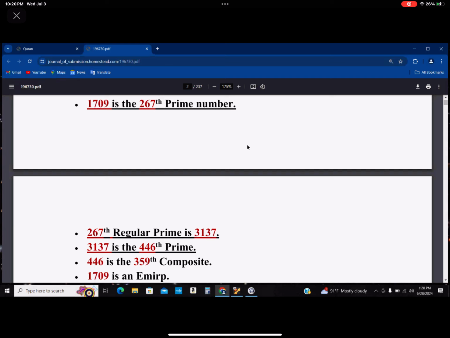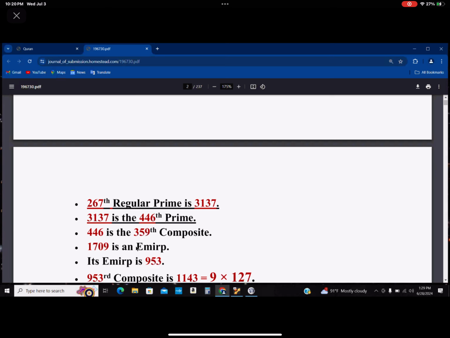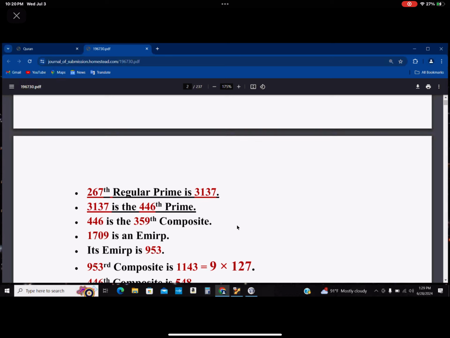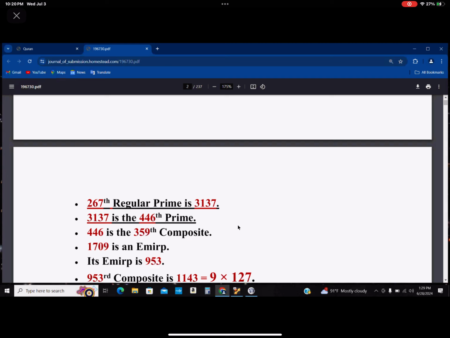And 446, I made a mistake here, this is wrong. 446 is the 359th composite. 359 is an Emirp, not 1709. 359 is an Emirp, and its Emirp is 953. And the 953rd composite is 1143, which is 9 times 127. So the sets of initials in the Quran, if you add up all of the numerical values, you're going to get 1709. That connects it immediately to chapter 9 having 127 verses.